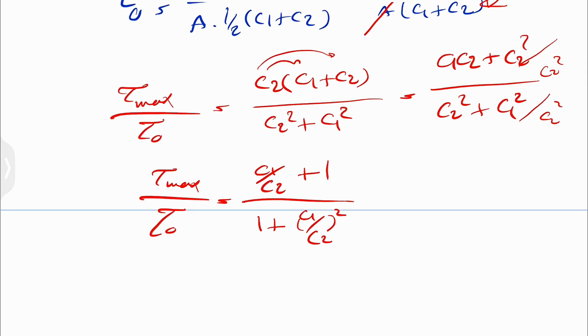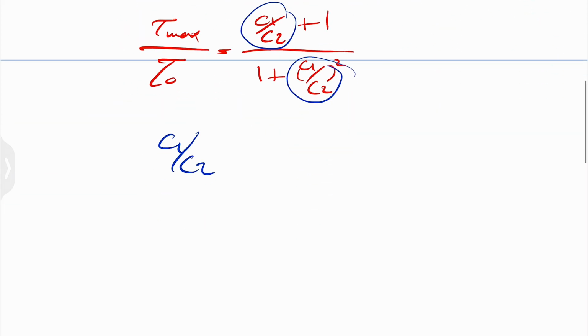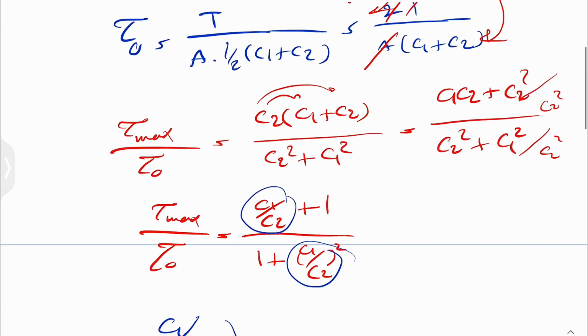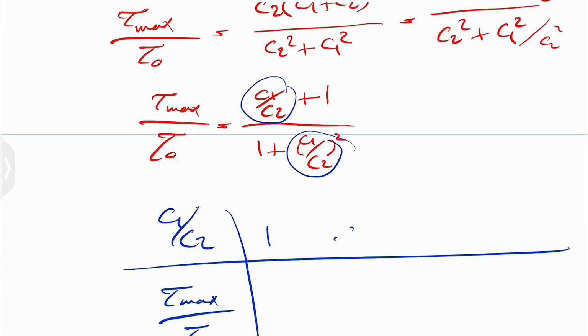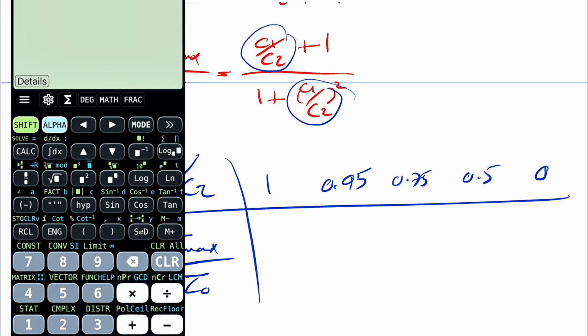And the rest of this is pretty easy because what the question is giving us is different values of this ratio, C1 over C2, and it's asking for the maximum. So the values the question is asking for are 1, 0.95, 0.75, 0.5, and 0. The rest is just putting these numbers into this ratio. I'm just going to show this ratio here.